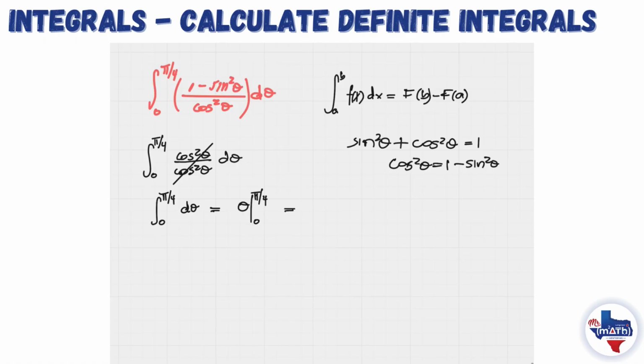Therefore, our answer should be the function evaluated on pi over 4 minus the function evaluated on 0, which will result just in pi over 4, because there is nothing to truly evaluate on 0. It will be pi over 4 minus 0, which is just pi over 4.